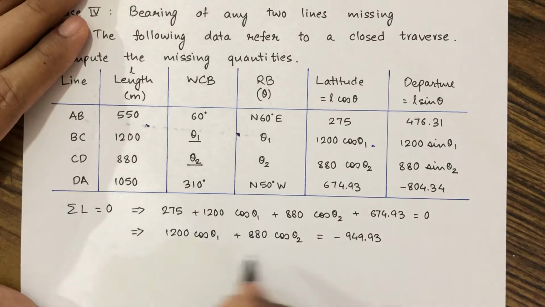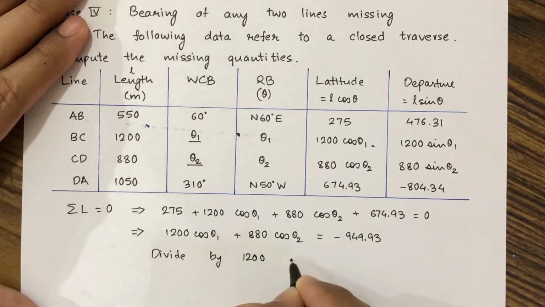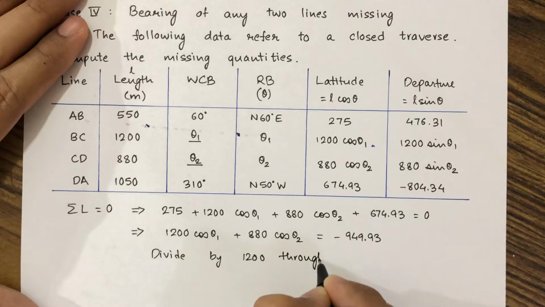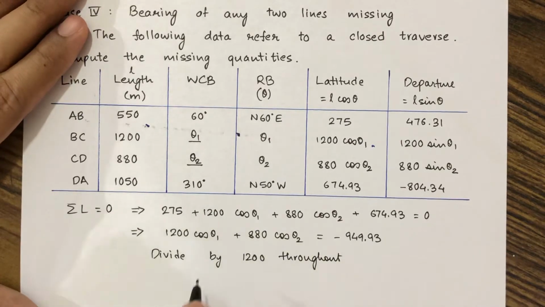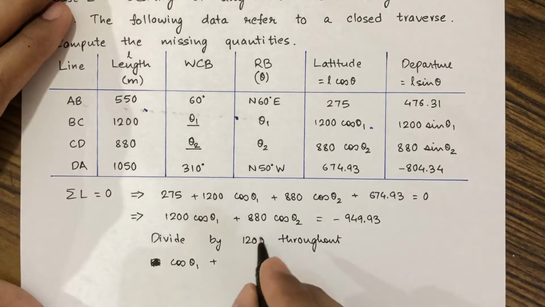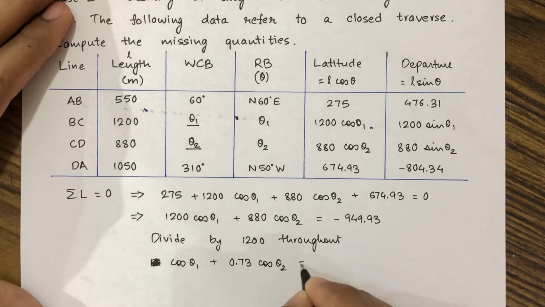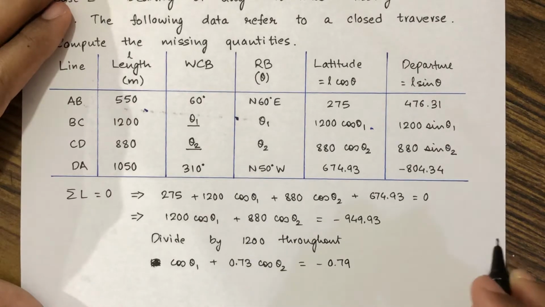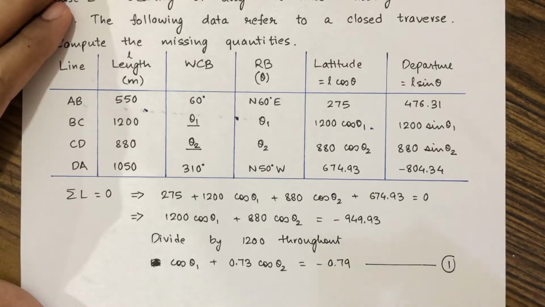Again, dividing the whole equation by 1200 throughout, what do we get? We get cos theta 1 plus 880 by 1200, which is 0.73, cos theta 2 equal to minus 0.79. Let us call this equation 1.